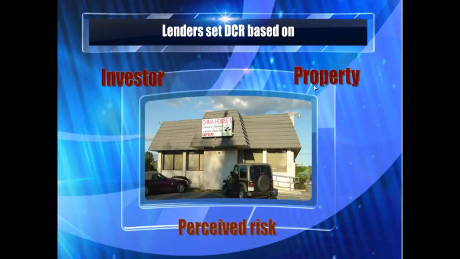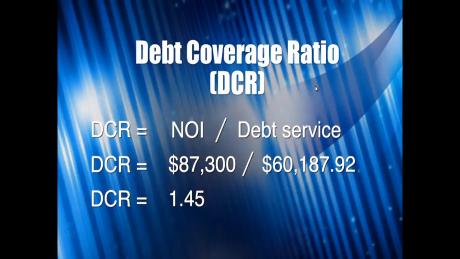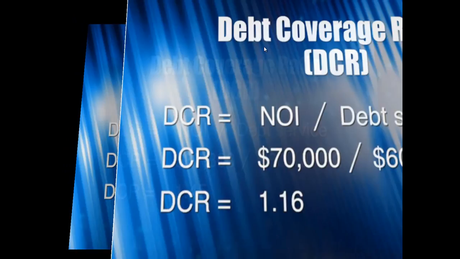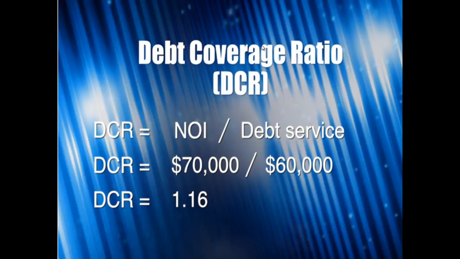And in the case of our example, the NOI, or the net operating income, of this building we've been working on all day is $87,300. Our debt service is 5% for 20 years, and that's $60,187 if you remember. So the debt coverage ratio is 87.3 divided by 60,187, which comes in at 1.45, or the income is $1.45 for every dollar of debt. That's a pretty strong ratio, and it's probably going to be accepted by any lender.